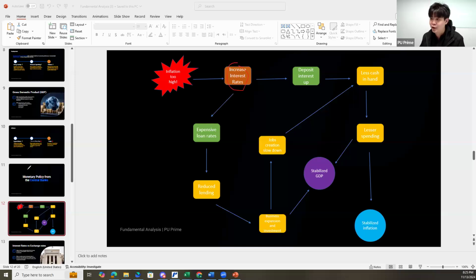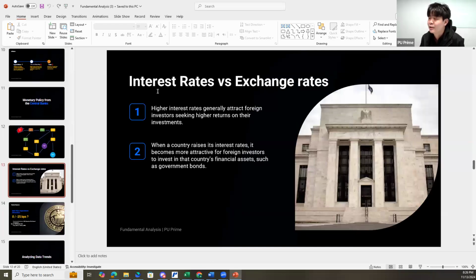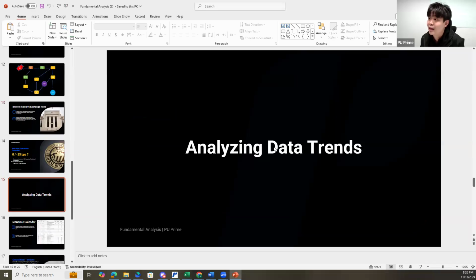Once you're able to understand interest rates, and you expect that the country is going to increase interest rates, then maybe you should consider going long on the currency. So interest rates and inflation are linked. As I explained just now, high interest rates will normally cause global foreign investors to seek higher returns and invest. When a country raises interest rates, it becomes more attractive for foreign investors to invest in the country's financial assets. So this is something that we need to understand.